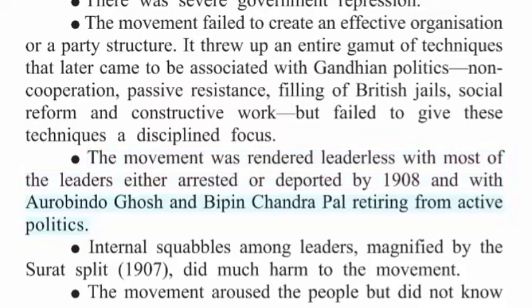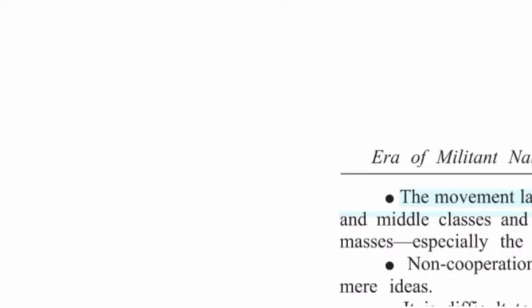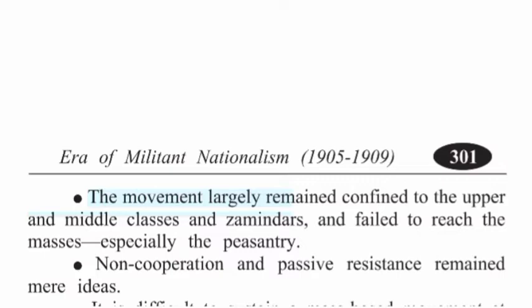Internal squabbles among leaders, magnified by the Surat Split 1907, did much harm to the movement. The movement aroused the people but did not know how to tap the newly released energy or how to find new forms to give expression to popular resentment. The movement largely remained confined to the upper and middle classes and zamindars, and failed to reach the masses, especially the peasantry.